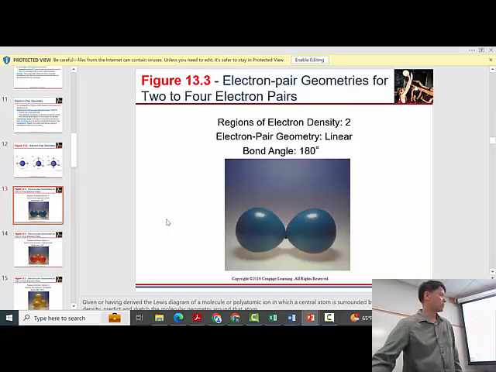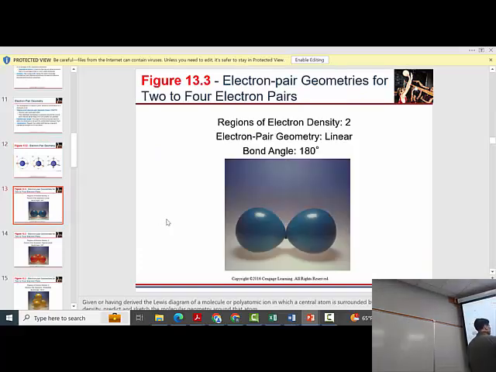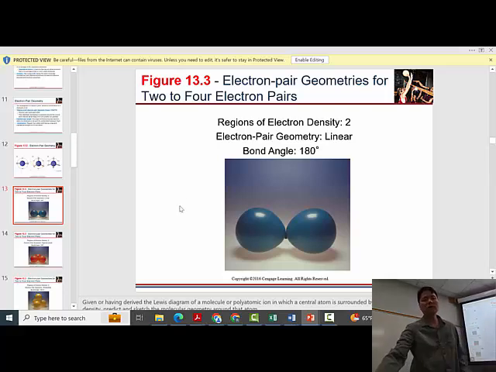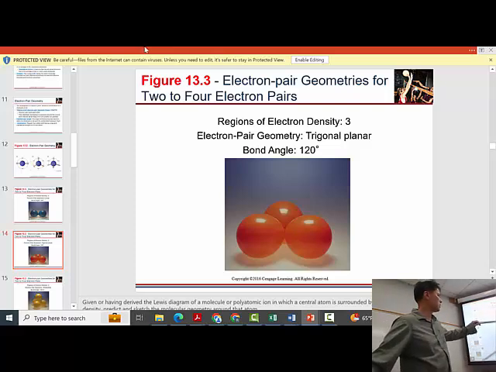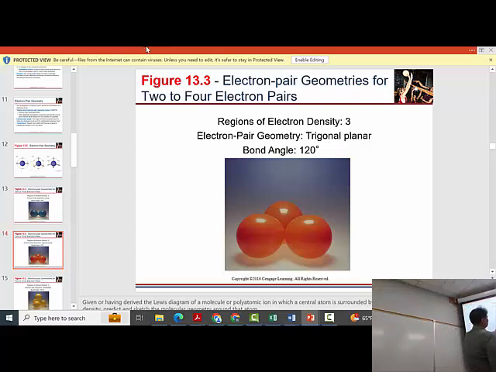We can use balloons to illustrate this. This is linear group geometry with two balloons, with a 180-degree maximum separation distance between the two groups. If I put a third balloon in there, I end up with trigonal planar, with 120-degree angles between the three groups. We're going to do a lot of examples of this, so you don't have to write this down again. Now the fourth group we can just bring on top. It's going to push these three down.